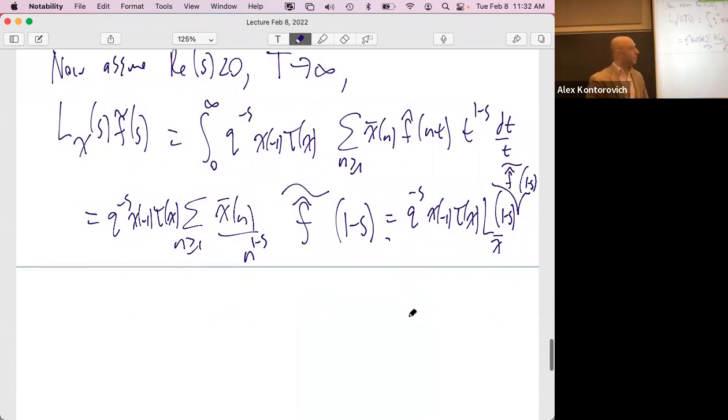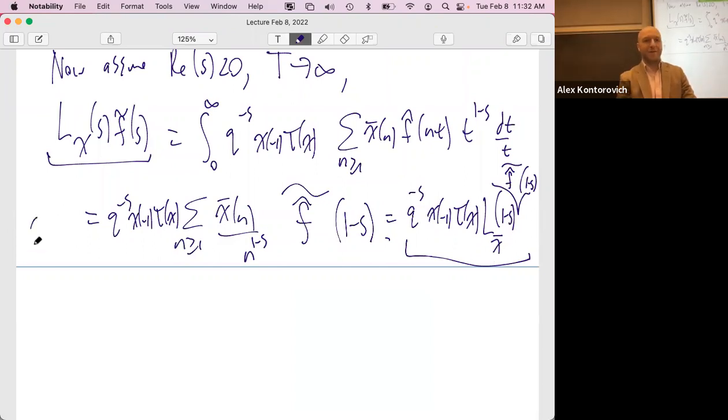The point is, this is the functional equation. We already had the analytic continuation. Now we have a functional equation relating L(s, chi) to L(1 minus s, chi bar). So now we have the functional equation.